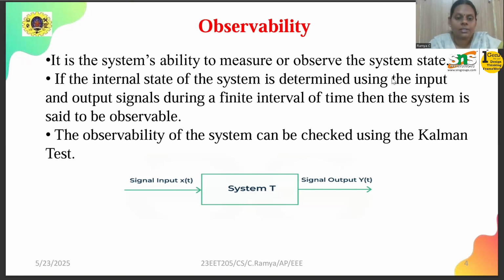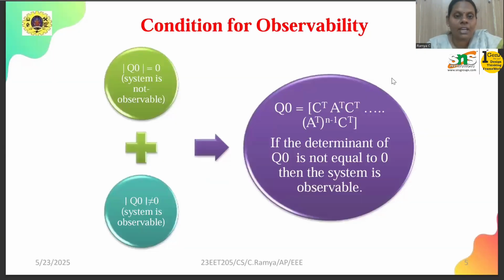Again, here also Kalman's test is used to find the observability matrix, which we are naming Q_o, which is equal to [Cᵀ, AᵀCᵀ, and it extends up to (Aᵀ)ⁿ⁻¹Cᵀ]. Again, n is the order of the system, and here also n matters for observability.